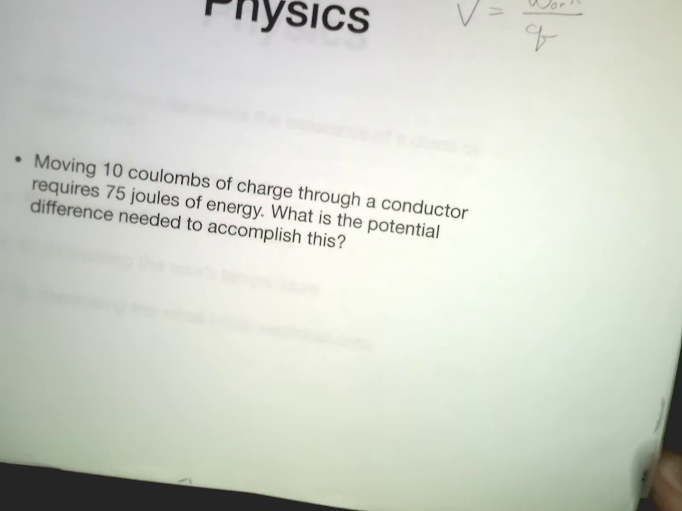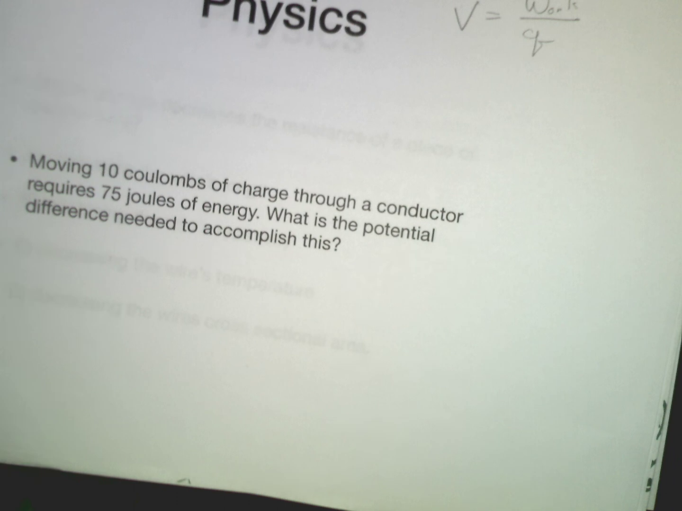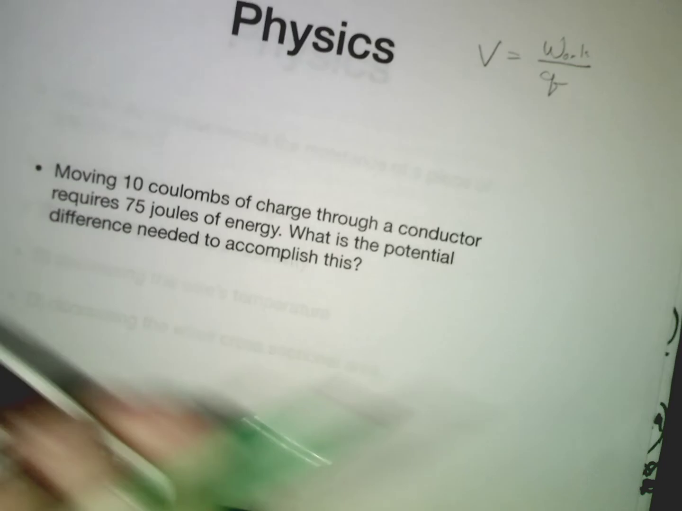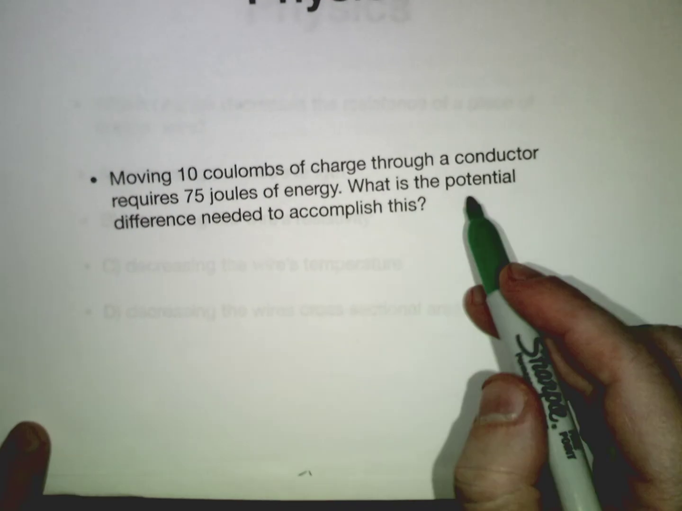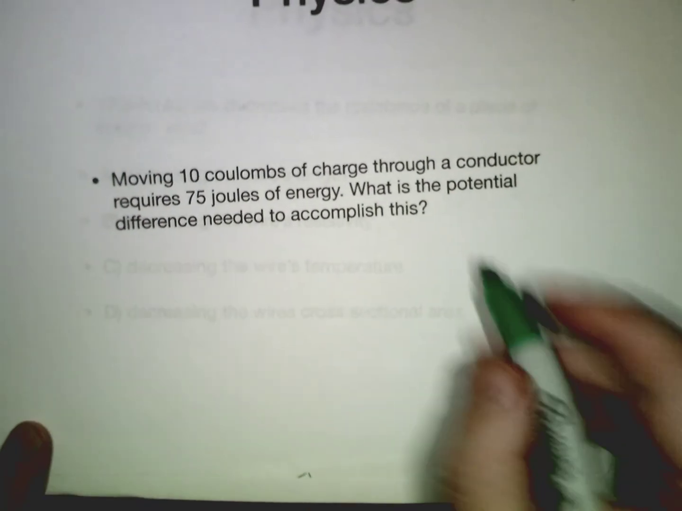Next one. All right, I'm sorry, we're almost done here. 22 minutes in. You almost get a full lesson out of this. It says moving 10 coulombs of charge with a conductor requires 75 joules of energy. What is the potential difference needed to accomplish this?